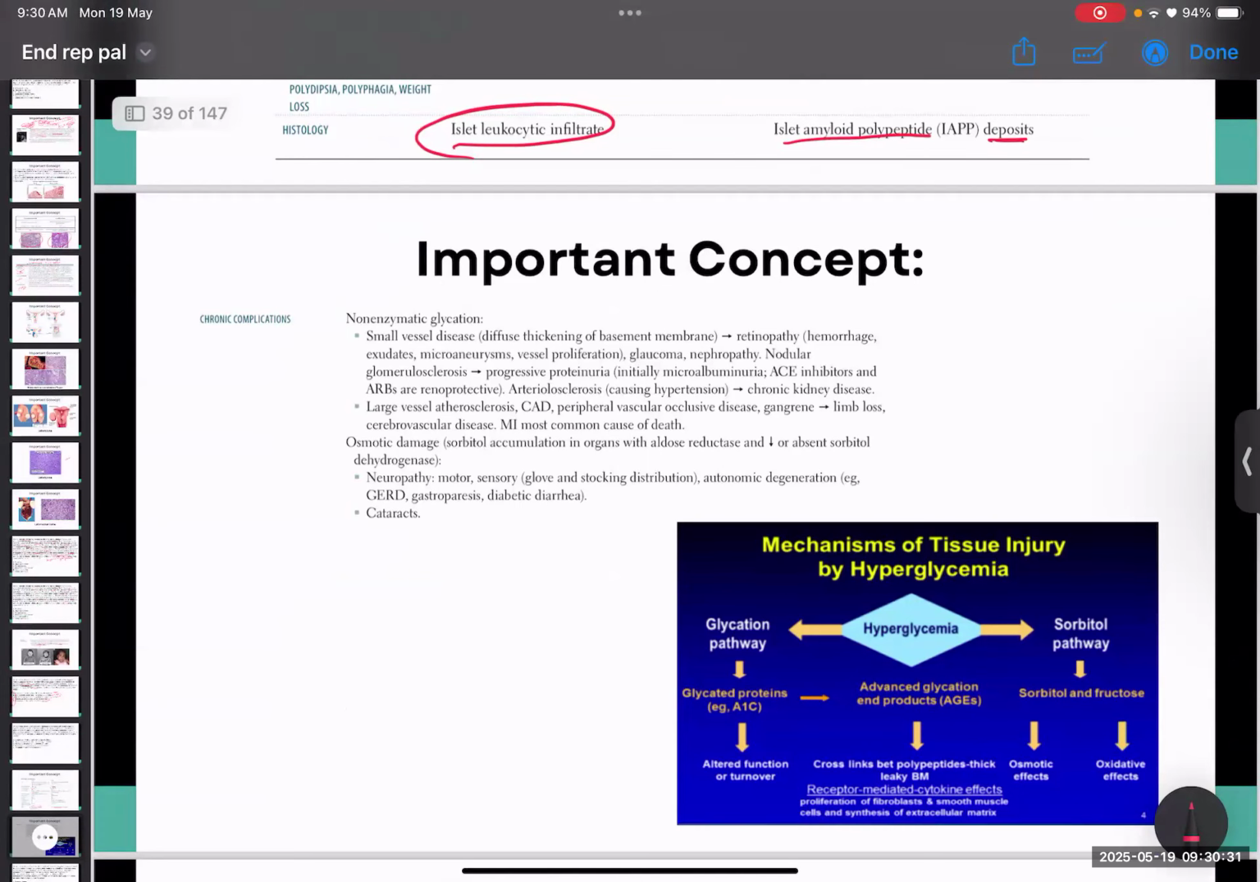The thing about both of them is that because there's hyperglycemia in both scenarios, that excess glucose has to go through two pathways, either the glycation pathway or the sorbitol pathway. The glycation pathway will lead to vascular diseases like small vessel disease and large vessel disease. So small vessel disease could be retinopathy.